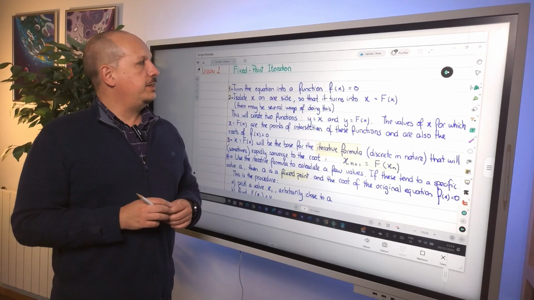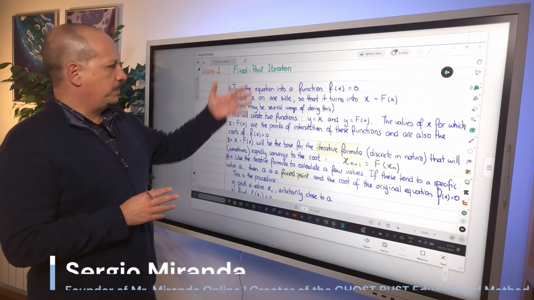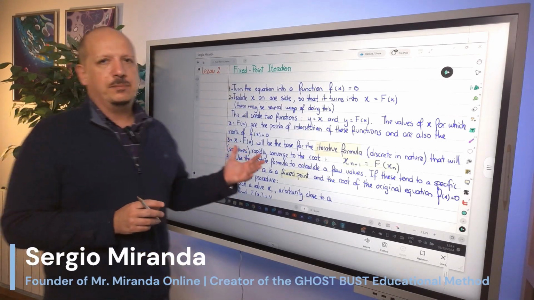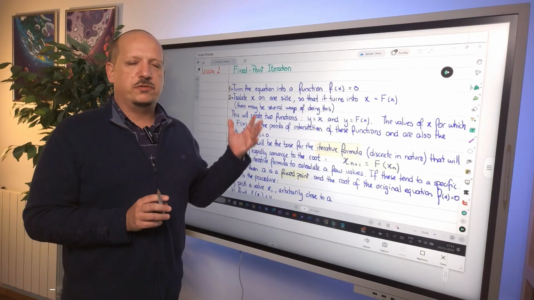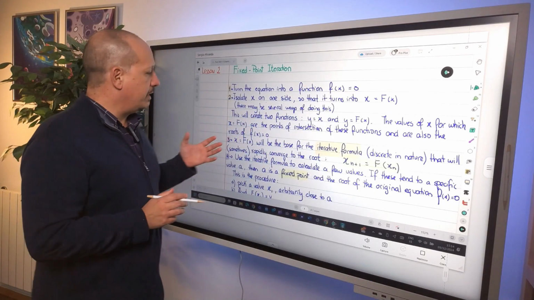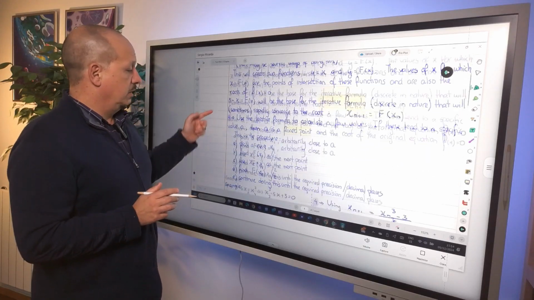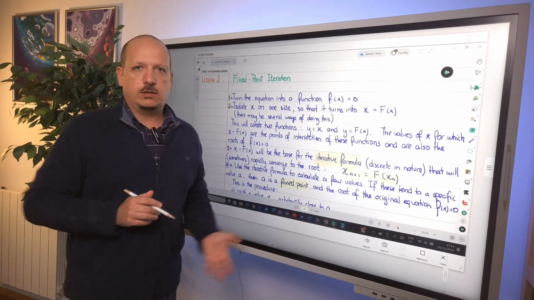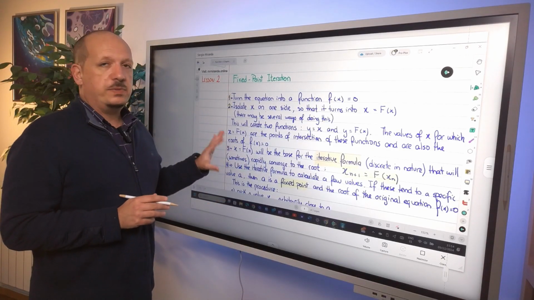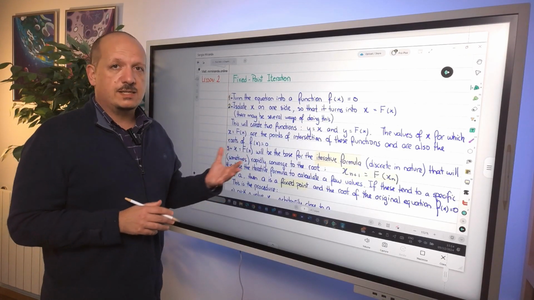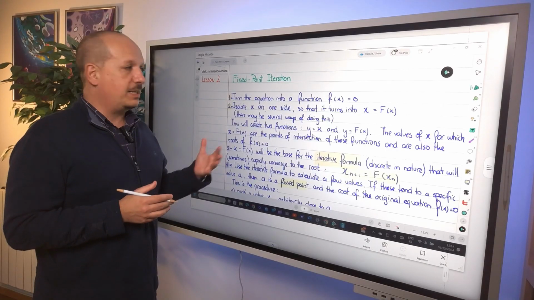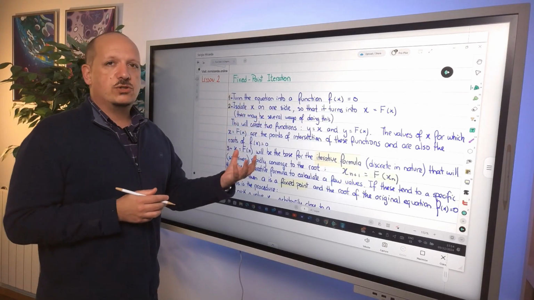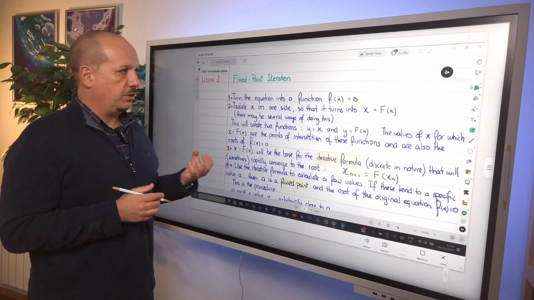The fixed point iteration method, explained without an example, is very hard for you to visualize what's going on. So I invite you to look at an example first and then reread in your notes. You can download this, reread the procedure, because it's going to make much more sense once you have a perception of what it means based on a real life situation, on a real function.